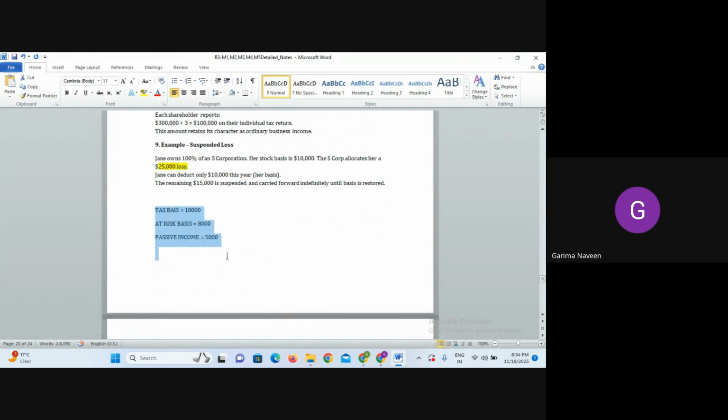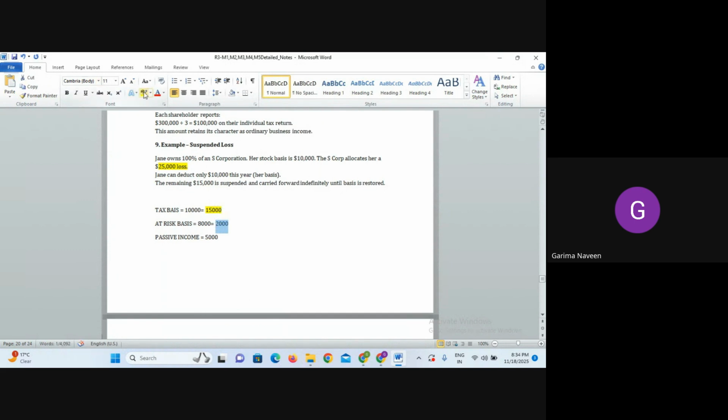It will be subject to these limitations. First is the tax basis limitation. It says that you can deduct up to $10,000 and the rest of the loss, which is $15,000, you need to carry forward. Next, you come to the at-risk basis limitation. It says that you can only deduct $8,000 and the rest you need to carry forward. That means this $10,000 is now reduced to $8,000.